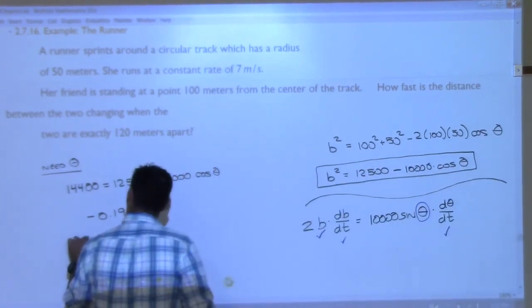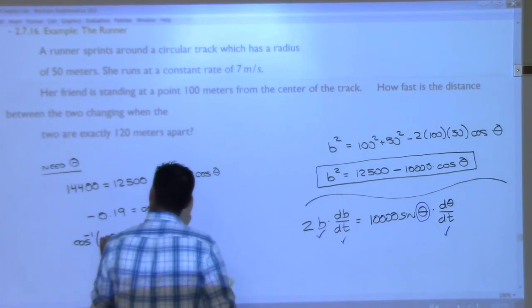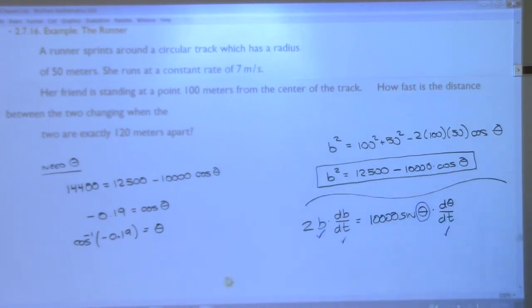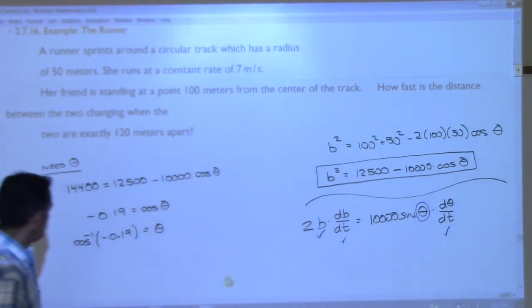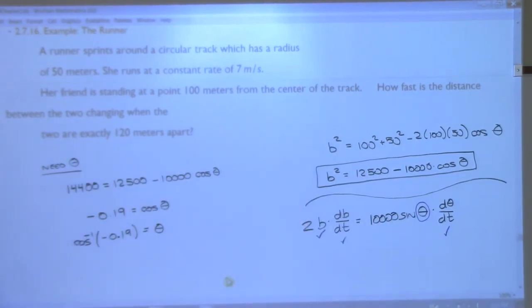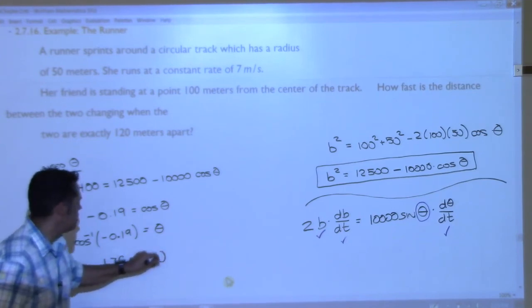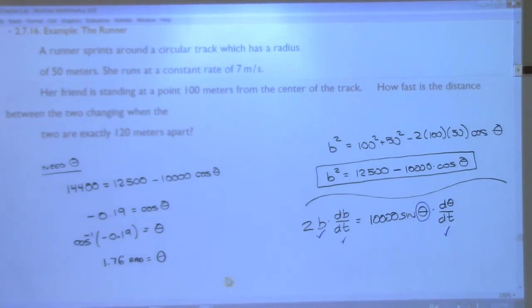This depends right now on what mode you're in on the calculator. I don't even know what mode I'm in. Who has that for me? Radians is fine, just as long as you tell me what your answer is in. I don't care if it's radians or degrees. Anyone? 1.76 radians. Anyone else get that? Were you in radians also? Okay. So we get 1.76 radians is theta.